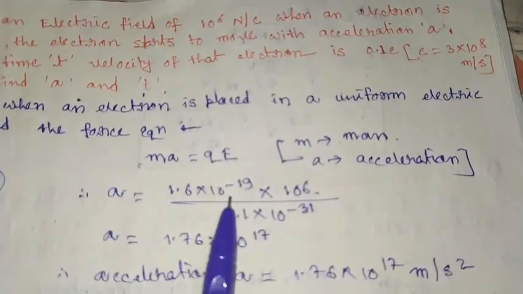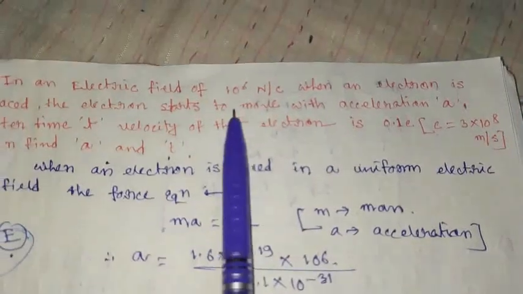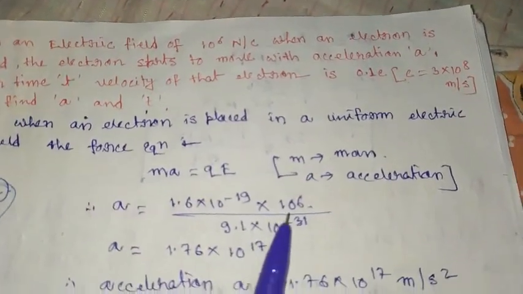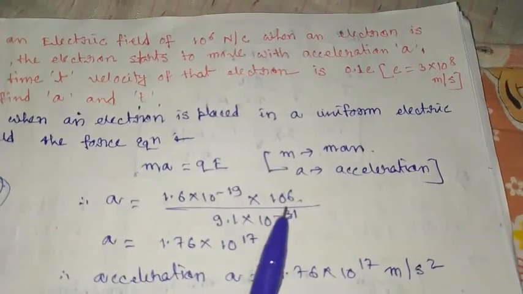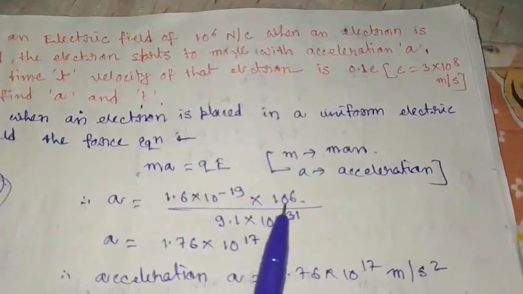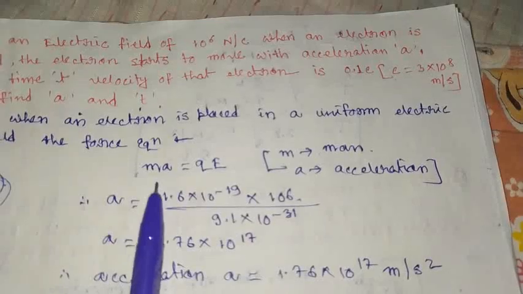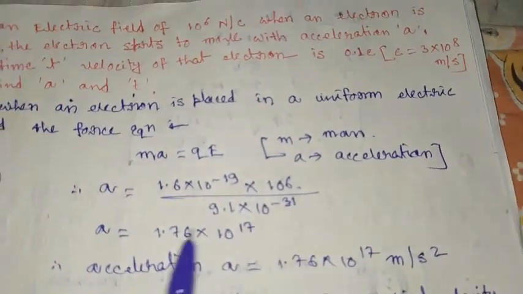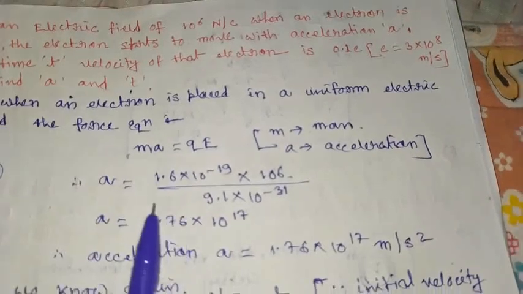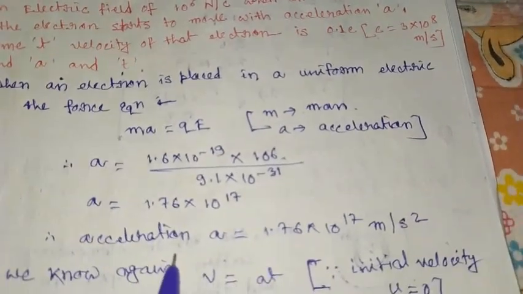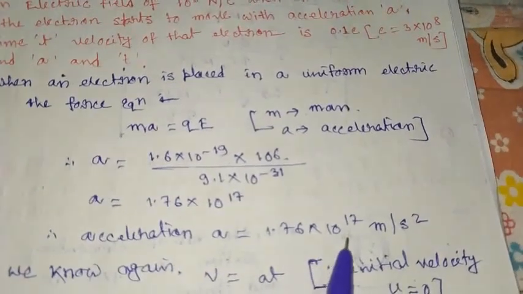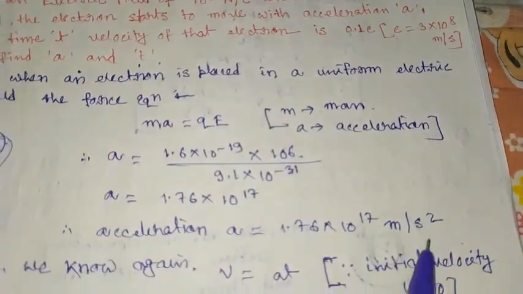The value of the charge of the electron is 1.6 times 10 to the power minus 19, and the value of the electric field is given here, and we can put it in this way. The mass of the electron is 9.1 times 10 to the power minus 31, and after that calculation we can find the relation.